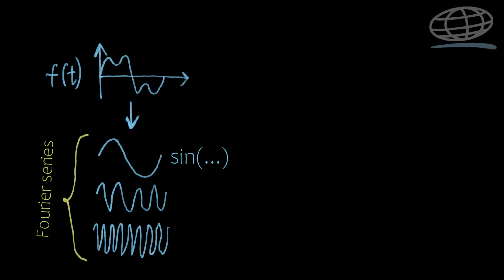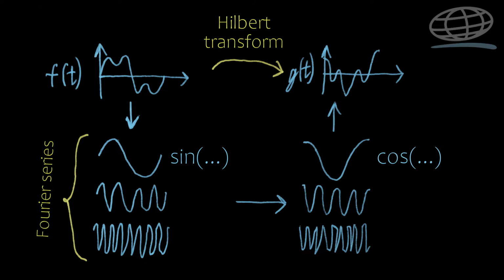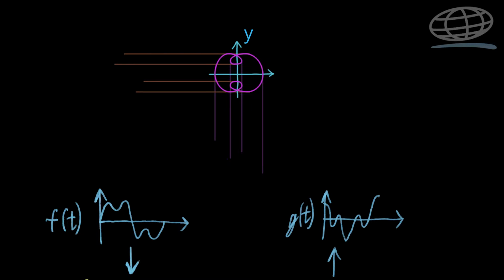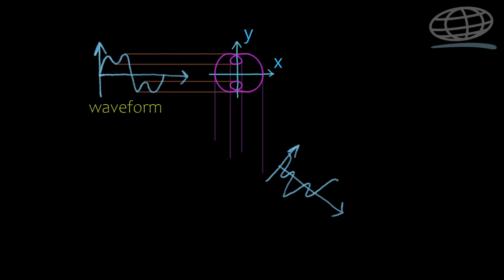Then why not try replacing every sine with a cosine and composing them back? This whole process is known in mathematics as the Hilbert transform. So my visualization consists in plotting points where the y-coordinate is the sound waveform and the x-coordinate is its Hilbert transform.